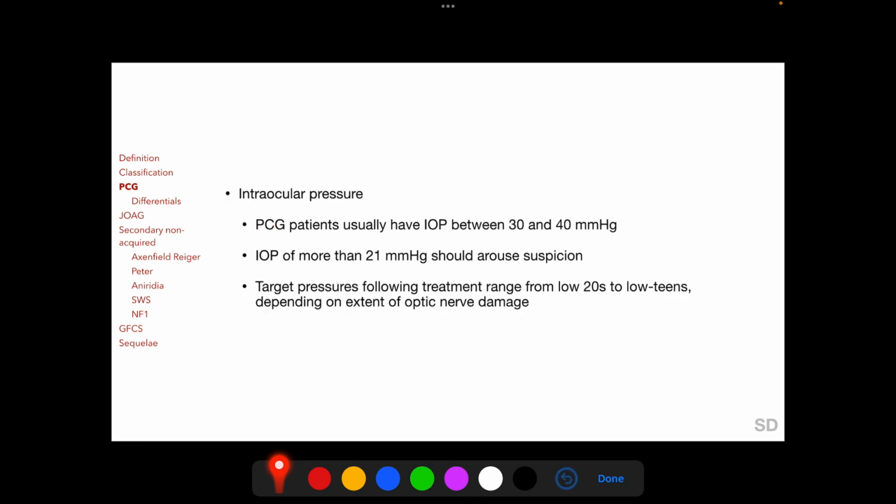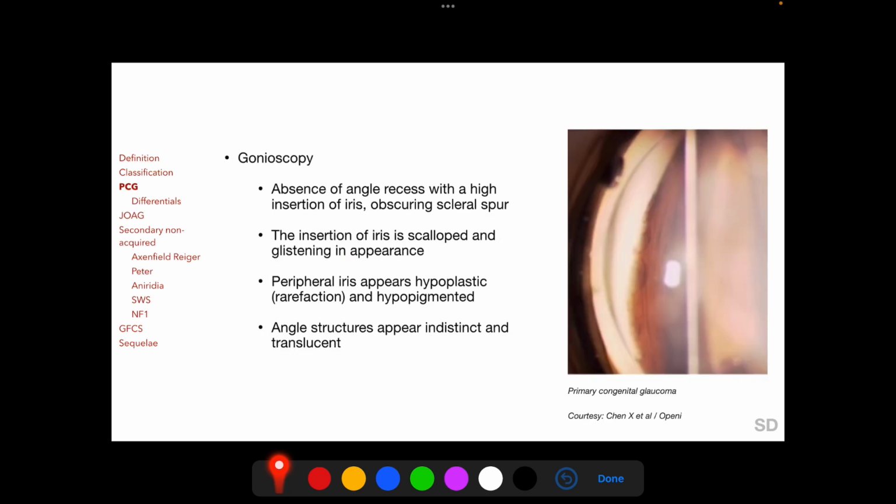PCG patients usually have intraocular pressures between 30 and 40 millimeters of mercury, and an intraocular pressure of more than 21 millimeters of mercury should arouse suspicion. On gonioscopy, PCG patients show an ill-defined or absent angle recess, that is the space between the scleral spur and the root of the iris, with a high insertion of the iris obscuring the scleral spur.